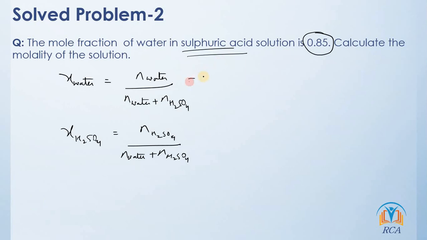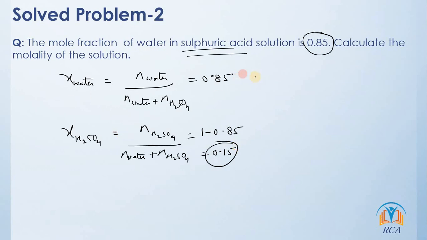Now this is already given as 0.85. Then tell me quickly, what should be the value of the mole fraction of sulfuric acid? It is a binary solution, right? There are just two components, water and sulfuric acid. Then if the mole fraction of water is 0.85, then the mole fraction of sulfuric acid should be equal to 1 minus 0.85. I have already told you this thing. It's always 1 minus the component's mole fraction, right? So that should come out to be 0.15.